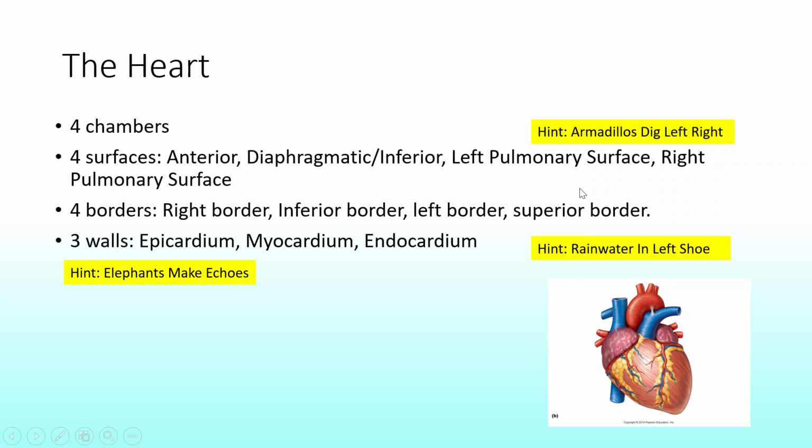I don't know if I mentioned, but I did come up with these mnemonics to help you remember. For the 4 surfaces: armadillos dig left, right. And the borders: rainwater in left shoe. And then the walls, we have the epi, the myo, and the endocardium. So: elephants make echoes.